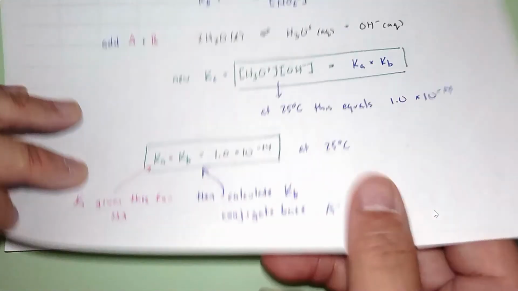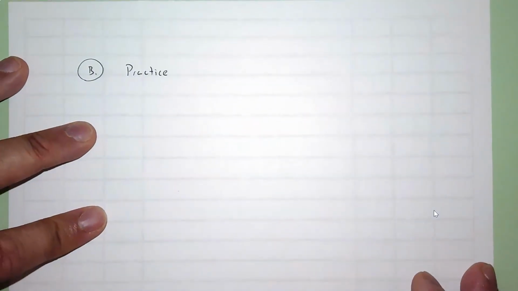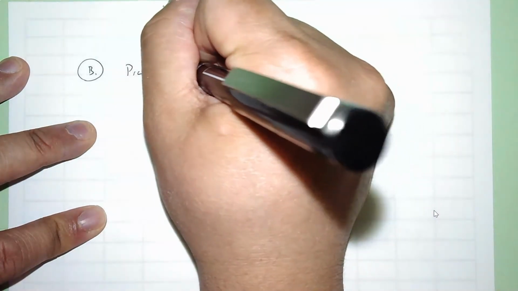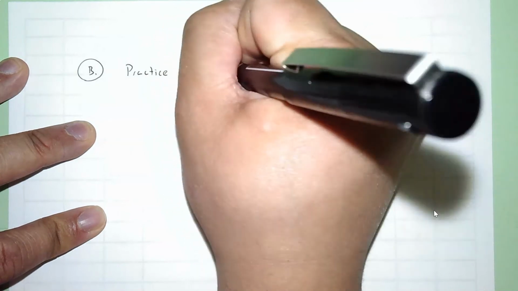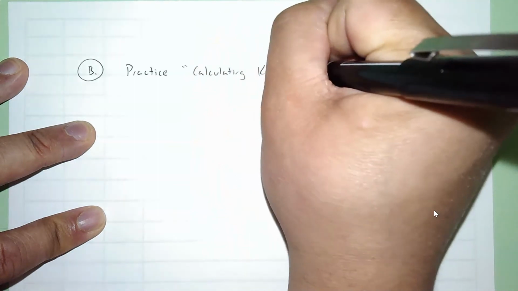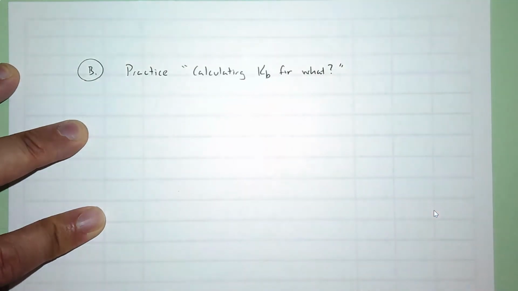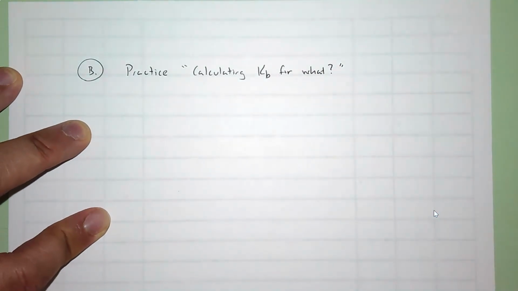So in part B, we are going to practice. I have something set up for us. Part B is quick practice. Calculating Kb for what? Question mark. So here it is. Two columns.